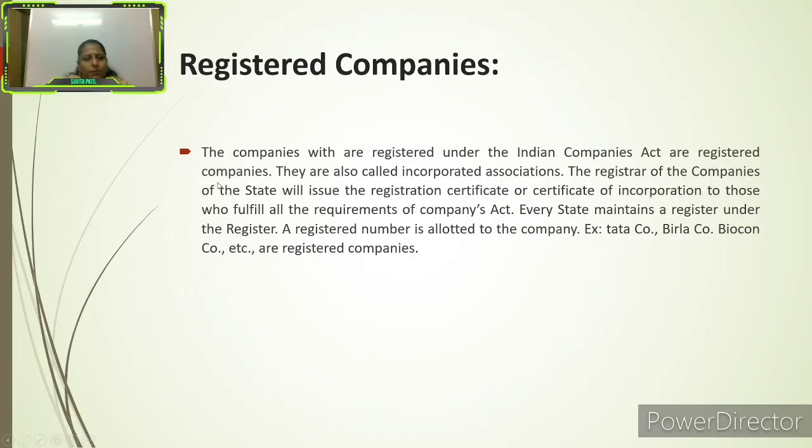The register of the companies, the state will issue the registration certificate or certificate of incorporation to those who fulfill all the requirements of the Companies Act. Every state maintains a register. A registered number is allocated to the company. Example, Tata Company, Birla Company, Melbourne Company, etc.